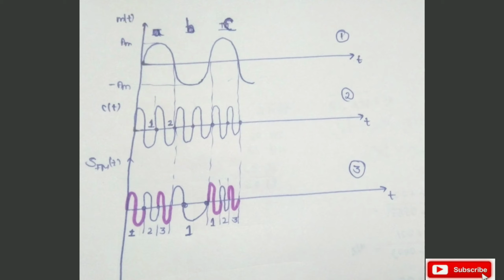Let's assume the first wave is our message signal, the second wave is our carrier signal, and the third wave is our frequency modulated signal. What we have done in basic frequency modulation is given in this diagram. In the A area, the message signal is positive and the carrier signal is obtaining higher frequency. What is frequency? Frequency is the number of cycles in a second. So here in the A area, the amplitude of the message signal is positive, and in the B area, the amplitude of the message signal is negative. So in the A area, the amplitude is higher than in the B area.